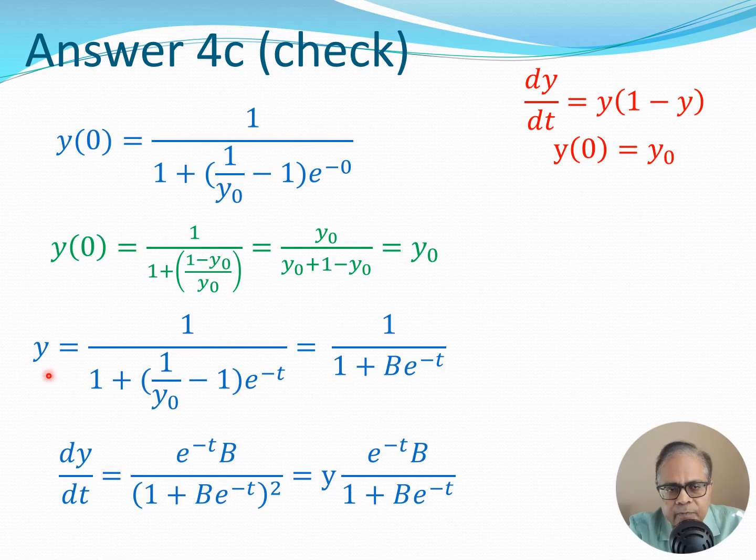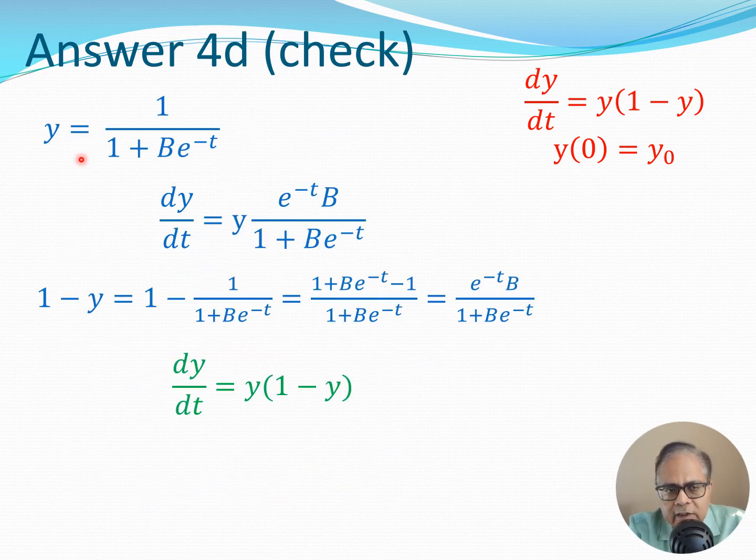Now to check the fact that this equation satisfies the differential equation, let us write y in a simpler form, that is 1 by 1 plus b e to the power minus t, and then I can see dy by dt is this particular term here, and this is equal to y e minus t b by 1 plus b e to the power minus t. Because remember what I did here is that I took the value of y here and I realized that I can substitute one of these terms, that is 1 by 1 plus b e to the power minus t, with a y here. So I get a slightly simpler form.